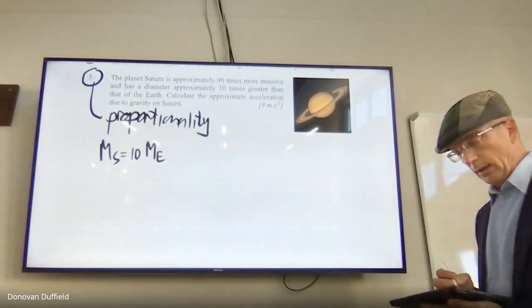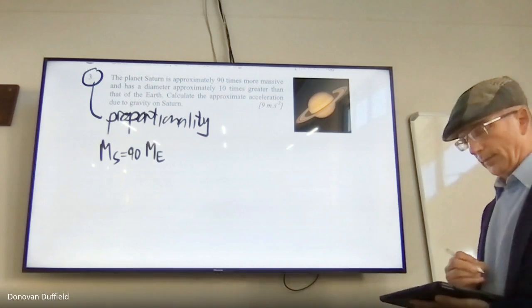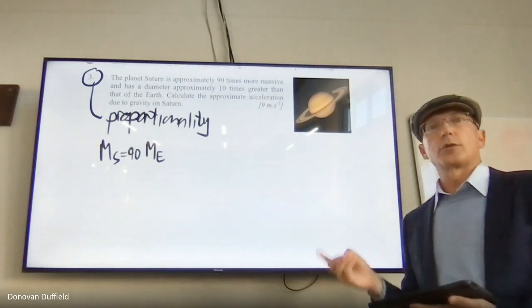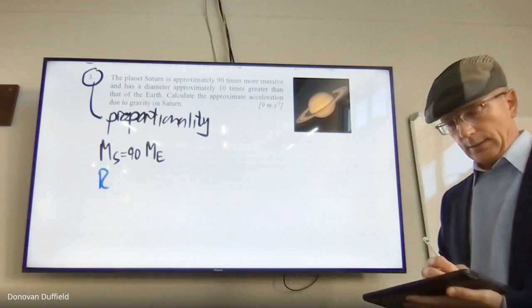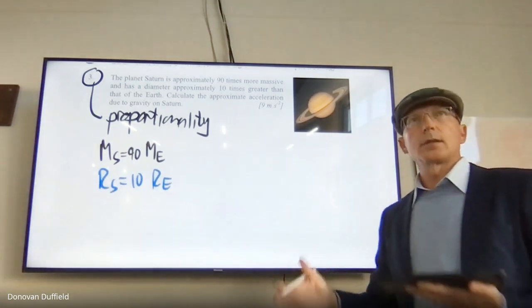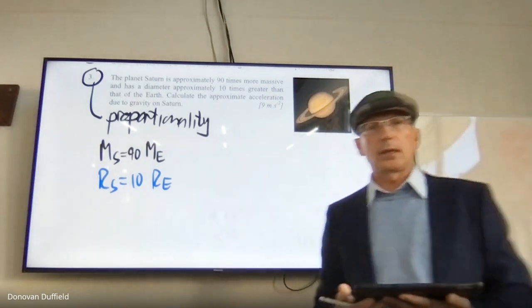Okay, sorry, 90 times the mass of Earth, my bad. The diameter is 10 times that of Earth, which means also the radius of Saturn will be 10 times the radius of Earth. The diameter is 10 times, well then the radius will also be 10 times.